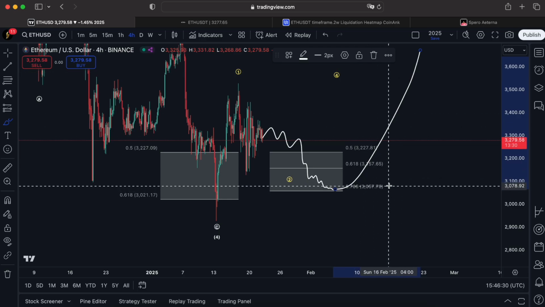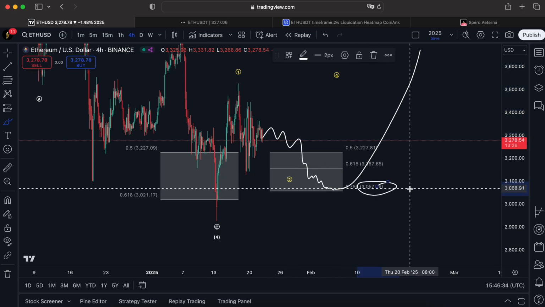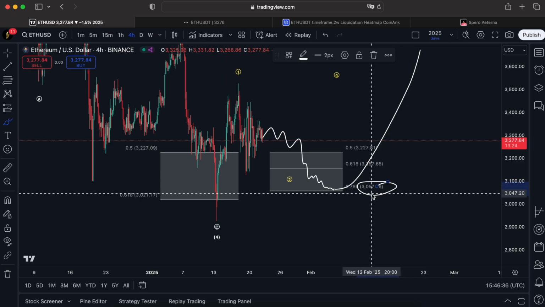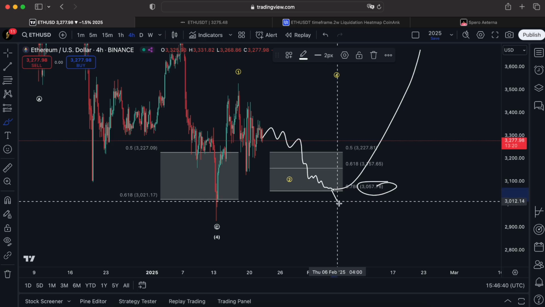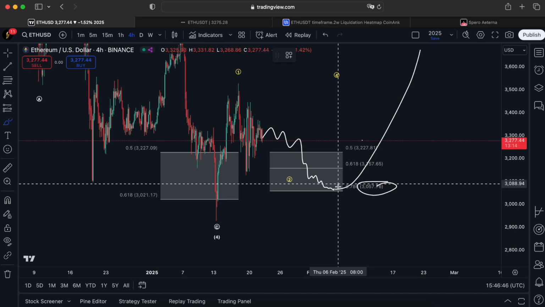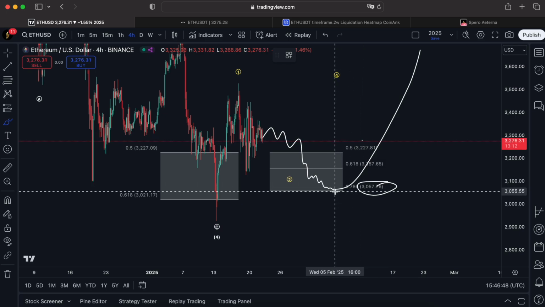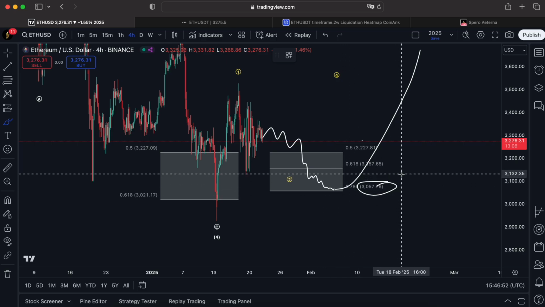Now, what happens if $3,057, or basically 3K, breaks? Well, then this scenario is invalid. If we get a sustained break, that's important. If we just dip below shortly and then go right back up, it doesn't really matter. That can happen, that's fine. But if we get a sustained break below 3,000, then we will have to look at different scenarios. We're probably in a more bearish scenario.